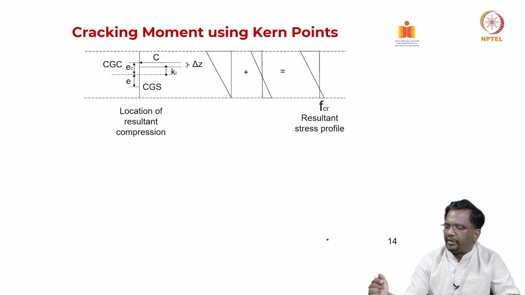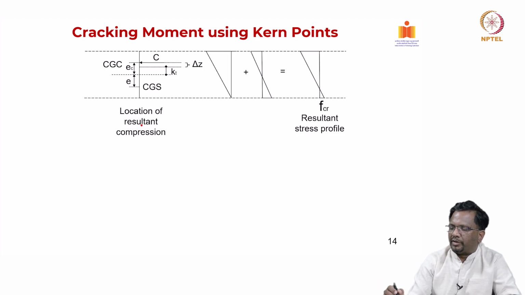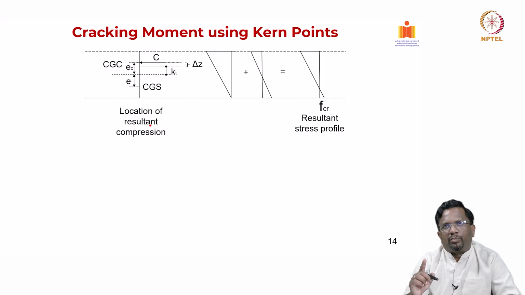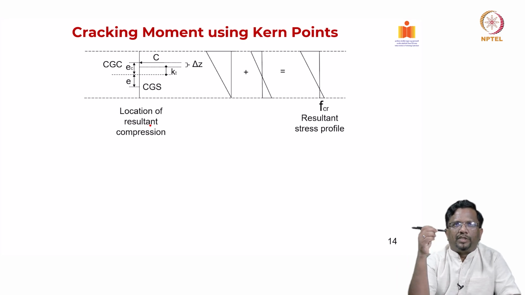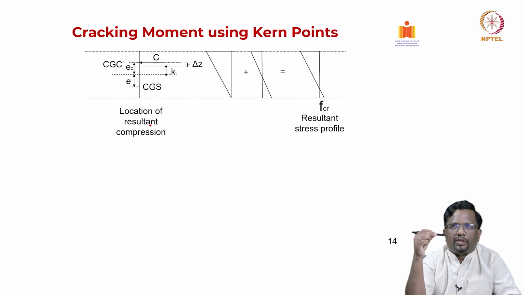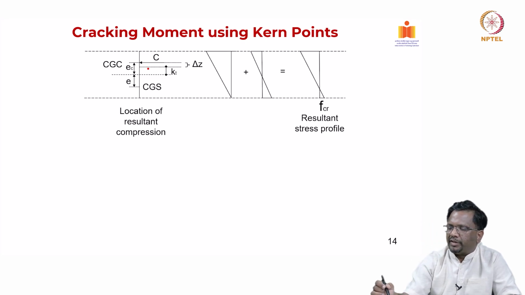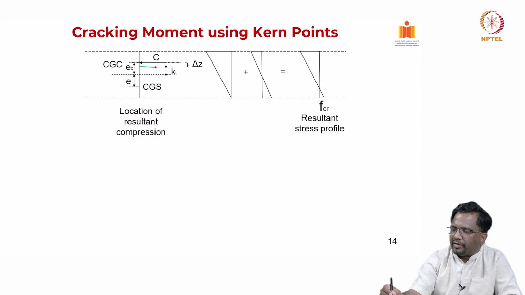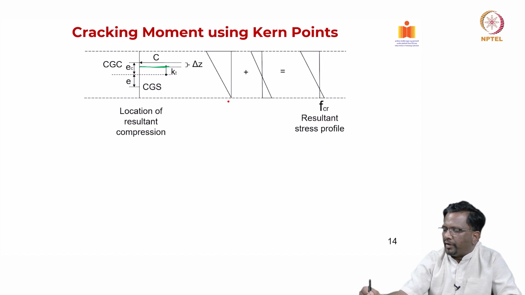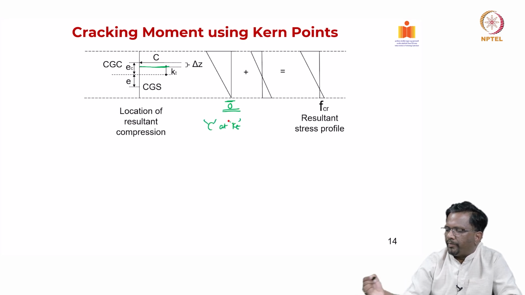So, now you see here this is the location of your resultant. For type 1 members, we have always seen that when C is within kT and kB, the stress at the bottom fiber will be zero, or I should say the stresses will never go into tension. That means when C is at the location of kT, somewhere here, I will find that this stress is going to be zero, when C is at kT.